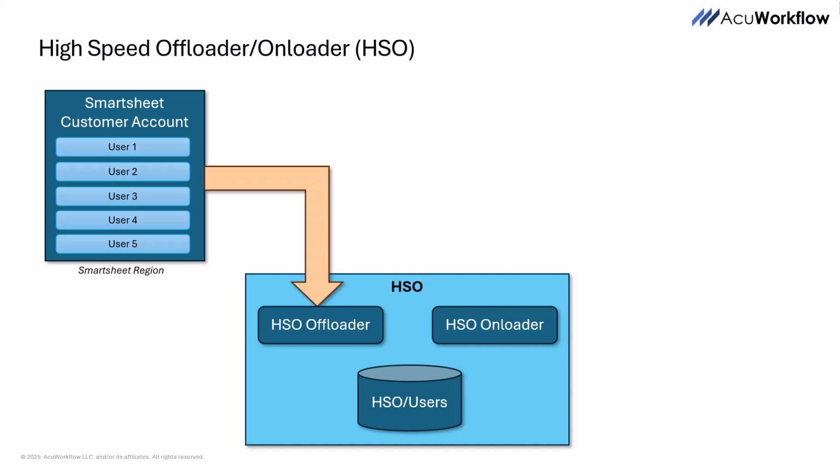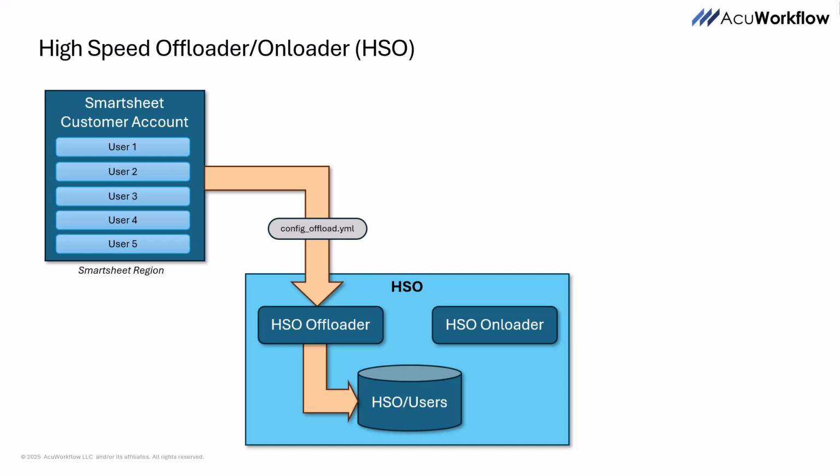HSO Offloader is designed to copy the selected users and workspaces from the source Smartsheet account, and then it saves those exported copies to an external file location. In the process, a configuration file is created, which contains all the offload information.